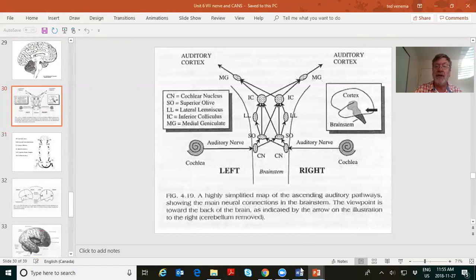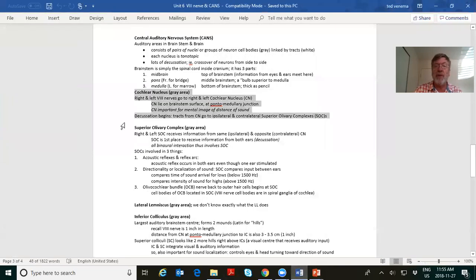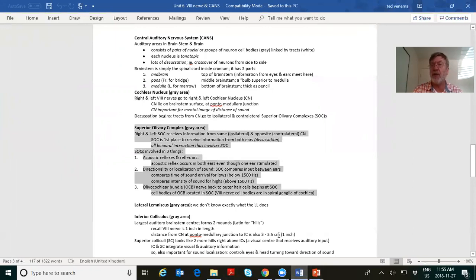Okay, and in your notes, look at this carefully. 3 things. The SOCs are involved in the acoustic reflex arc.